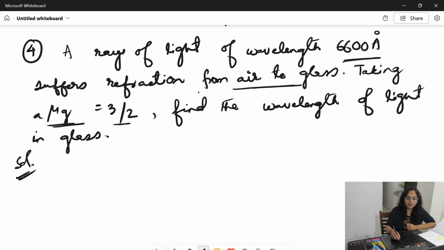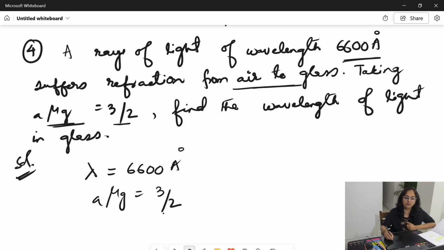So first we will write: ray of light of wavelength 6600 angstrom, which means lambda is 6600 angstrom. And air mu g is given to us as 3 upon 2. We have to find out the wavelength of light in the glass. The wavelength of light in the glass we represent by lambda dash. Lambda dash equals, there is a formula which we have to remember, lambda dash is equal to lambda by mu. And mu we can write as air mu g, that means air mu glass.